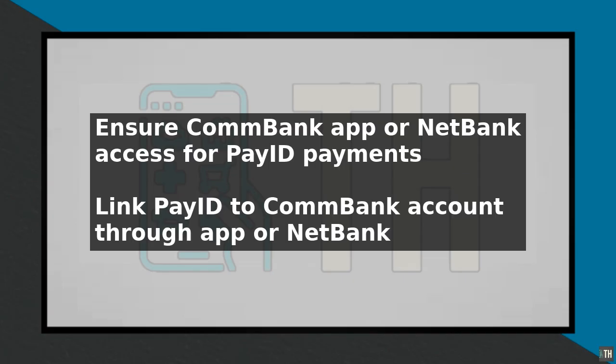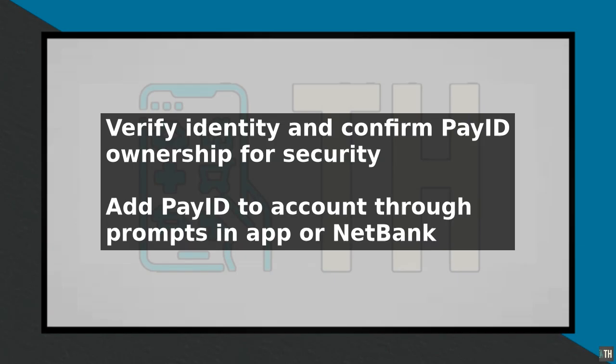You can do this by going to the PayID section in the CommBank app or NetBank and following the prompts to add your PayID. You will need to verify your identity and confirm that you are the owner of the PayID. Once your PayID is linked, you can start making payments.